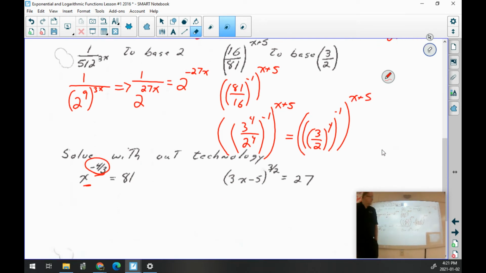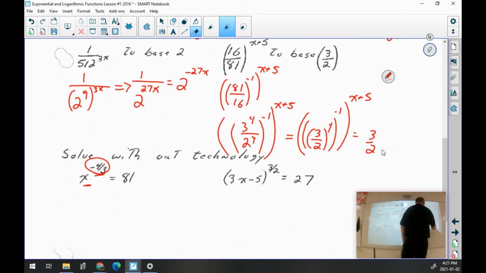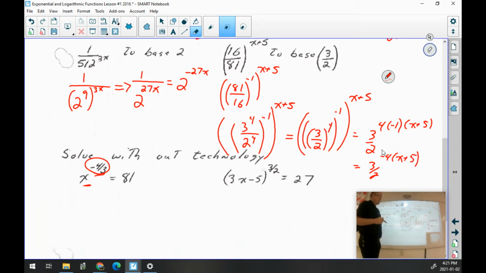So we are just going to multiply that out. 3 over 2 to the power of 4 times negative 1 times x plus 5. Tidy this up: 3 over 2 to the power of negative 4 times x plus 5, or negative 4x minus 20 if you wanted to expand. I'm going to skip this step for a minute. That is what we're going to use to solve certain types of exponential equations.